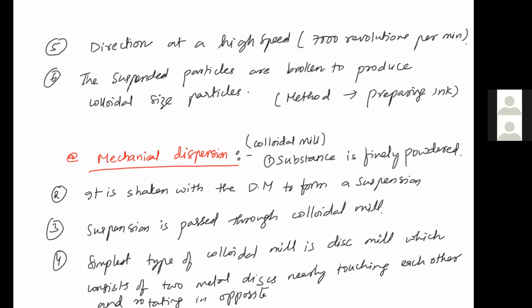So what happens first, you just powder it, shake it in the presence of dispersion medium. The suspension is again passed through the colloidal mill, where you have two discs, one opposite to each other, rotating in opposite directions. In between, the colloidal solution is broken down into exactly the size of a colloid. And then you have the final solution. We use it mainly for preparing ink. The next dispersion method would be electrical disintegration, which is Bredig's arc method. It's important. I hope you copied this.